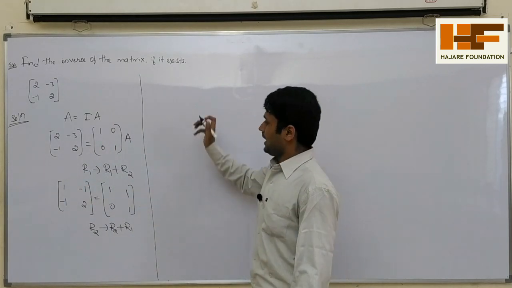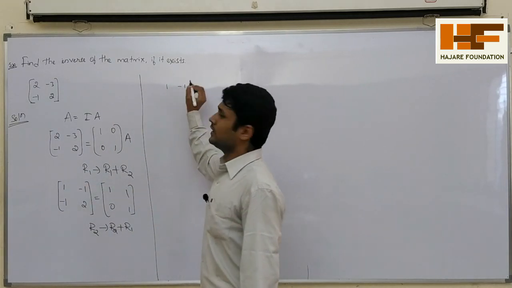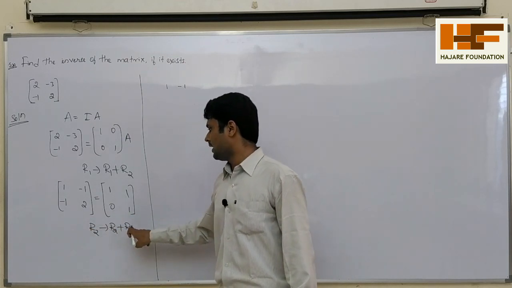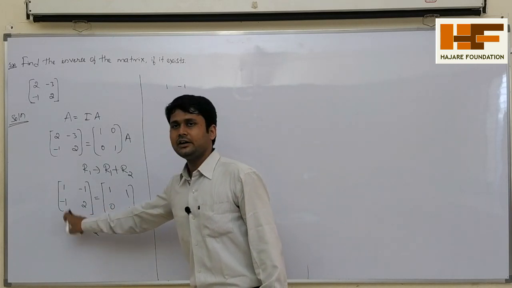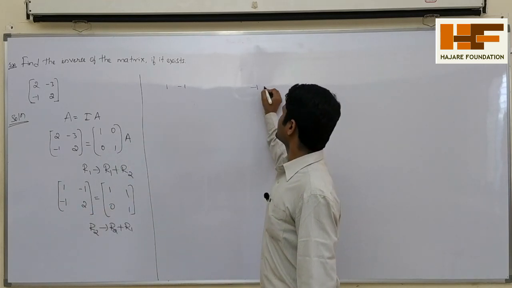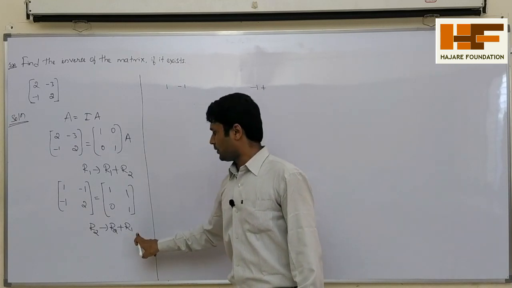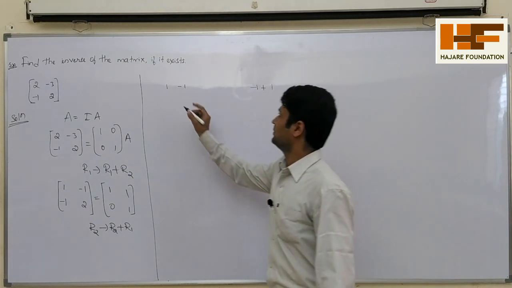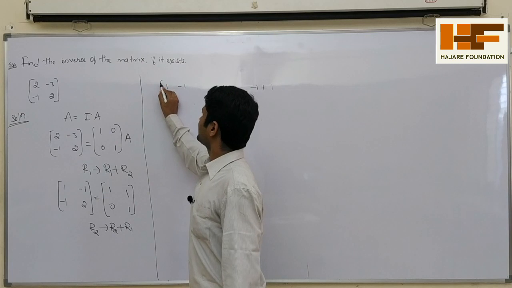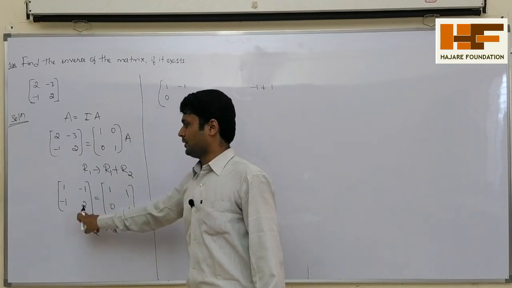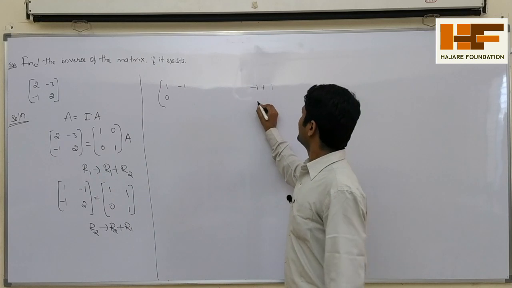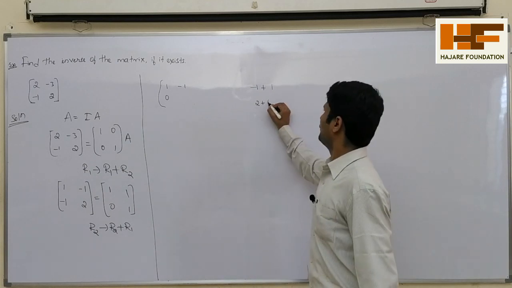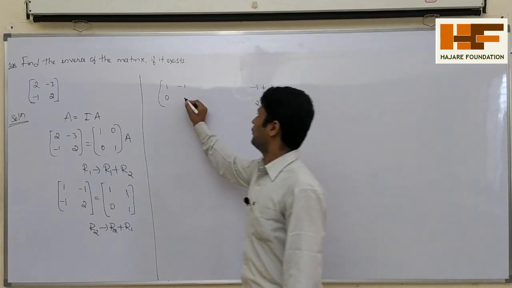Write first row as it is, 1 minus 1. Next, R2 changes to R2 plus R1. What is the R2 element here? R2 element is minus 1 plus R1. What is the R1 element here? 1 plus 1 minus 1, 0, right? 0. Next, R2 element. What is the R2 element? 2 plus R1. What is the R1 element? Minus 1. Simplify the term, answer 1.